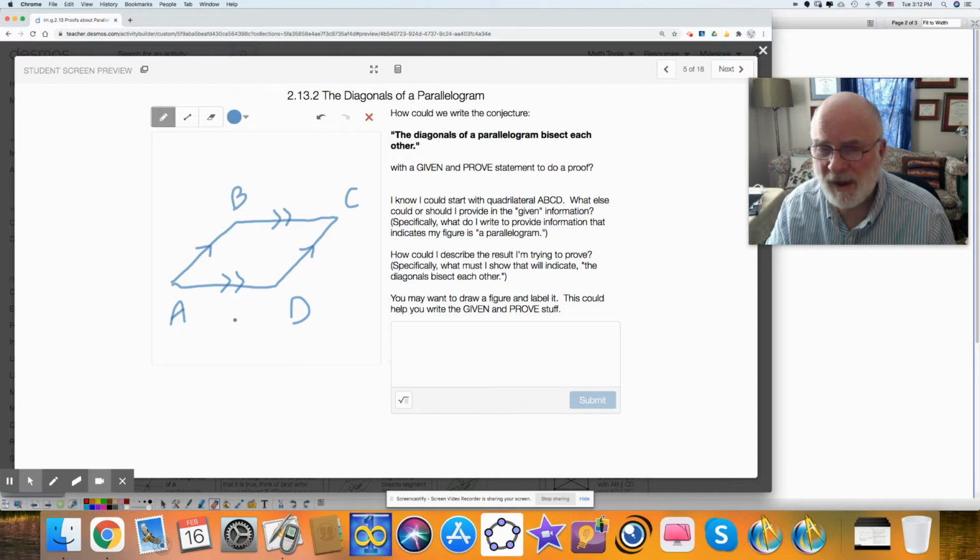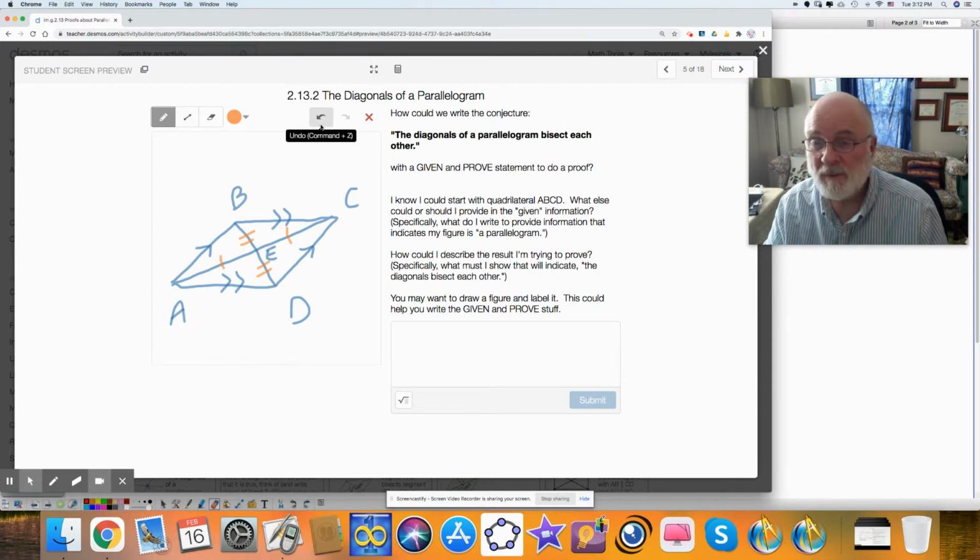Now we're trying to prove that the diagonals bisect each other. So I could draw the diagonals on here, and I could also label them. So I could say, given the diagonals AC and BD intersect at point E. Now the question is, how would you go about proving this? What do I need to prove? Well, what is the definition of bisect? What I'm trying to prove is that AE is equal to CE and BE is equal to DE. That's what I'm trying to prove. I'm not going to mark it on the drawing, but that's what you're trying to prove when you're saying the diagonals bisect each other.